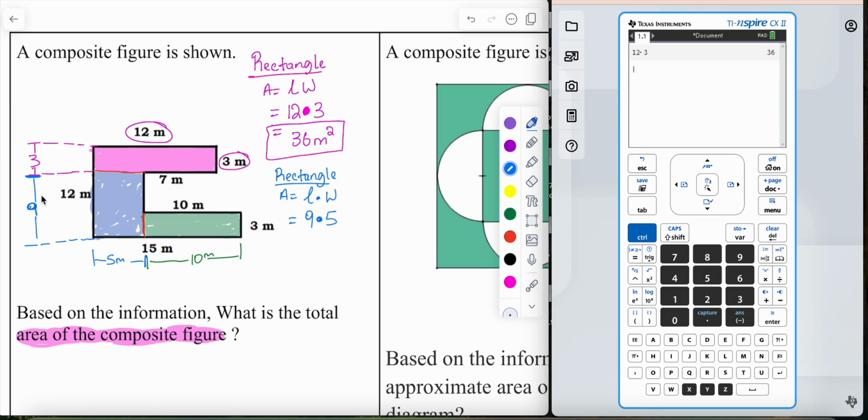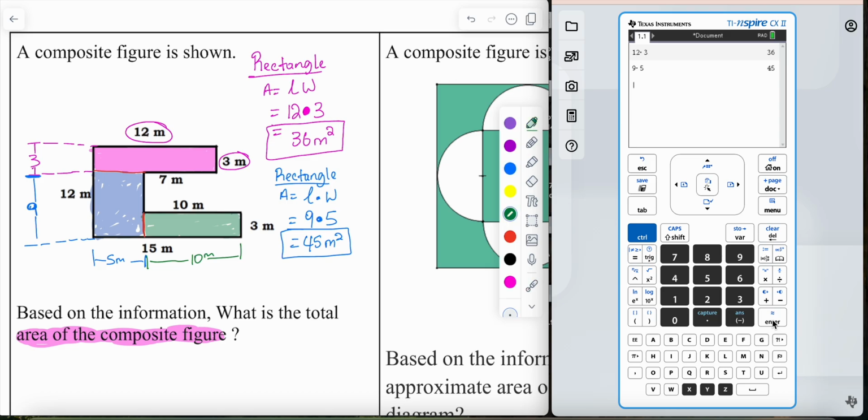All right. So you can use your calculator or your brain. What is 9 times 5? So you just go to your calculator. 9 multiply 5. So 9 times 5 is 45. So we're going to put 45 meters square. Okay. Now we're going to move on to our green rectangle.